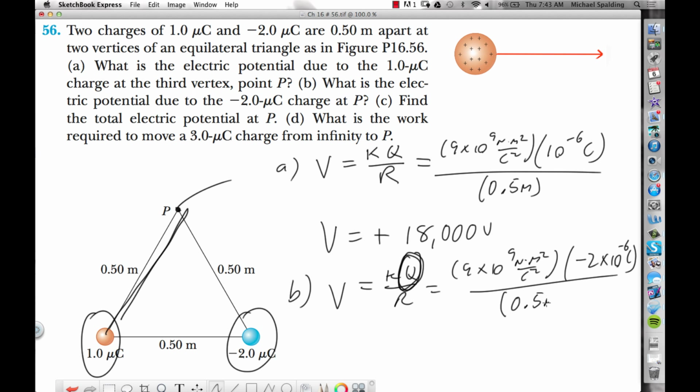I promise you, next chapter is more fun. This chapter is very tedious. Okay, so V comes out as negative 36,000 volts. So hey, man, that's A, that's B.